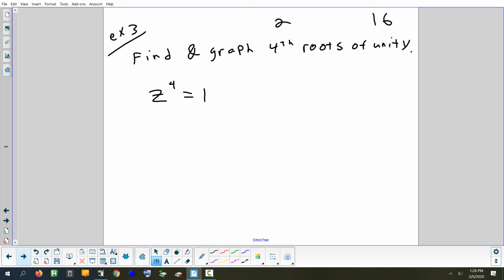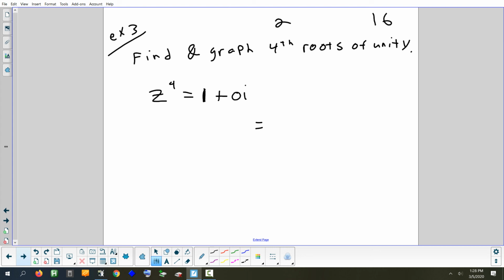Now, this 1 has an imaginary part, but it's not written. What is it? If you want to put that, you can. It's not really important. But what is important is that we write this side and this side in trig form.